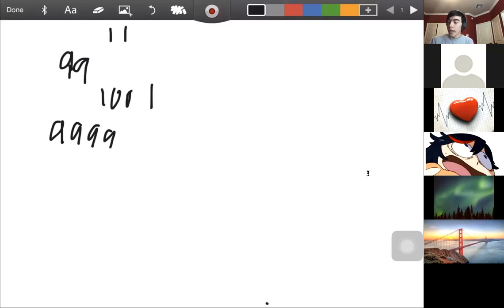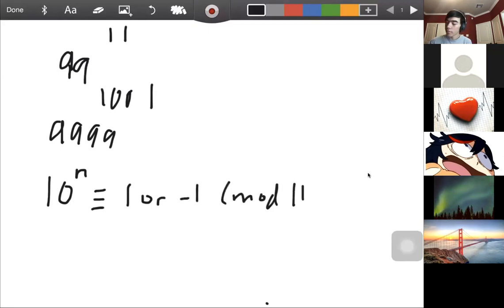So we want to show that 10 to an exponent is equivalent to 1 or -1 mod 11. That's what I want to show. Just think about that for a second. Try and make sure you understand this. So what does -1 mean? Well, -1 is equivalent to 10. Just like before, whenever you add 11, it doesn't change the equivalence class mod 11. When you add 11, it's still equivalent to itself.